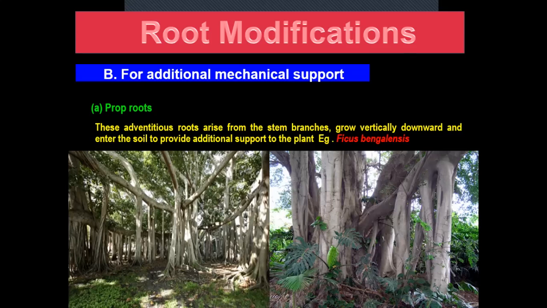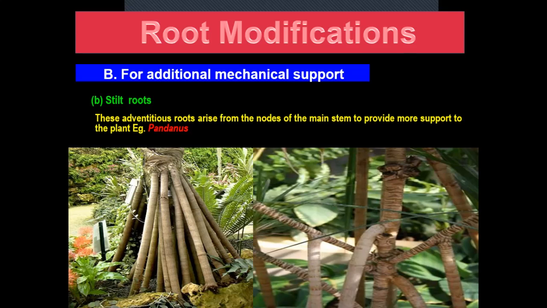The next one, stilt root. Stilt roots are adventitious roots arising from the nodes of the main stem to provide more support to the plant. For example, Pandanus, then Saccharum officinarum, sugarcane. You can see it like this, the stilt root in grass, Zea mays, and Pandanus, Rhizophora. We can see this kind of stilt root.